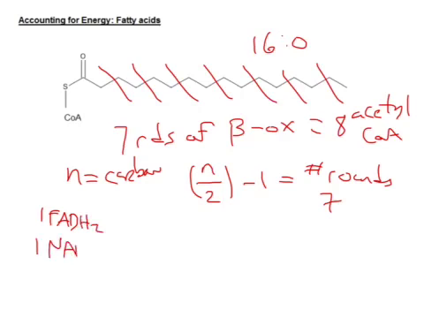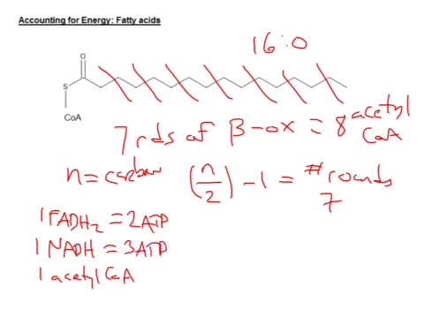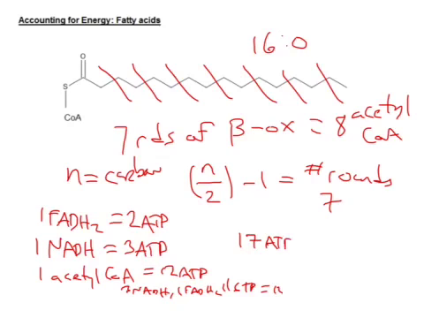And if you remember what each round gets you, it gets you 1 FADH2, 1 NADH, and 1 acetyl-CoA. So that's going to be worth 2 ATP by theoretical yields, 3 ATP for the NADH, and acetyl-CoA gets you 12 ATP going through the Krebs cycle. Remember, there's 3 NADH from Krebs, 1 FADH2, and 1 GTP. That is 12 ATP. So we end up with a net total of 17 ATP per round.